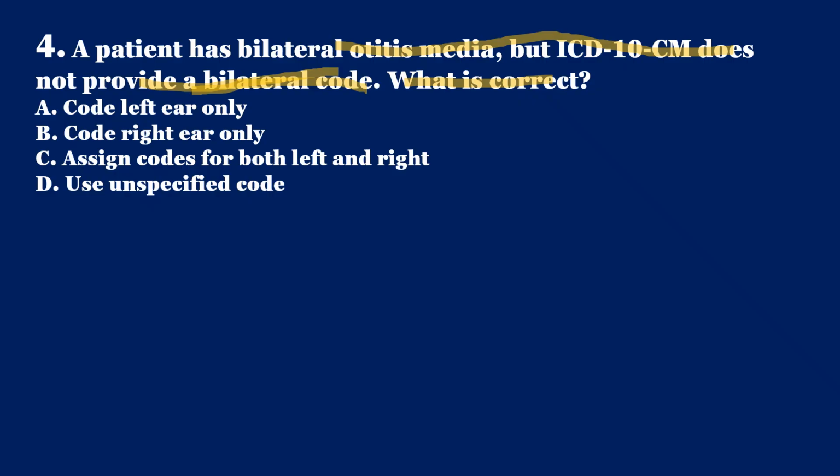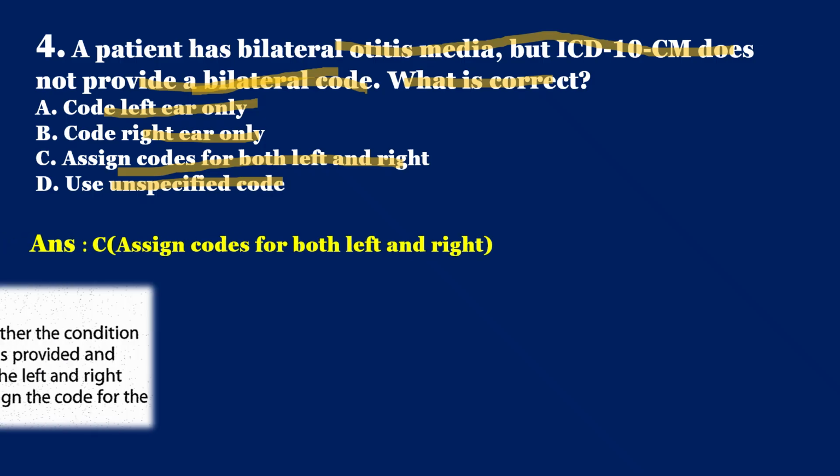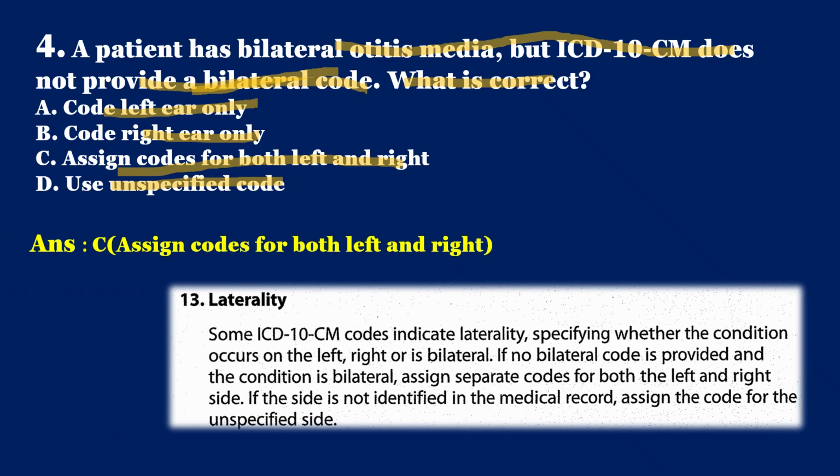Then what is correct? Option A is to code the left ear only. Option B, code the right ear only. Option C, assign codes for both left and right. D, use an unspecified code. So the answer will be option C, assign codes for both left and right. According to the laterality convention, some ICD codes indicate laterality, specifying whether the condition occurs on the right or left or is bilateral.